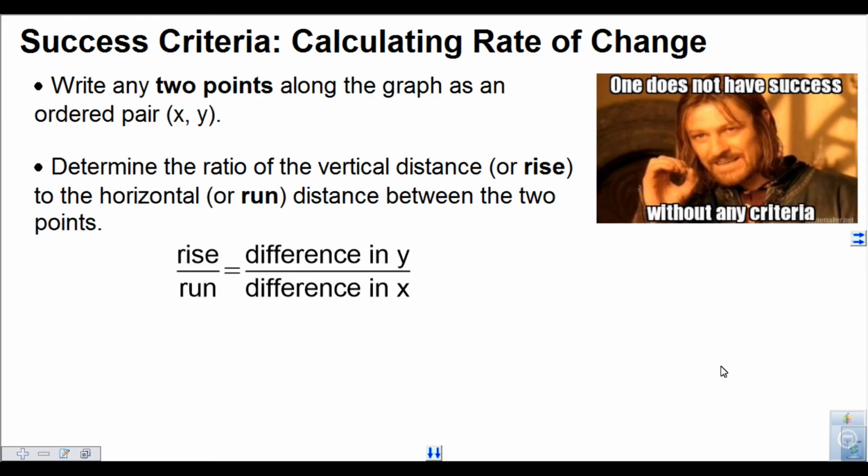So let's take a look at the success criteria for calculating rate of change. So remember, you're going to first pick any 2 points along the graph, and we're going to write them as an ordered pair, and then you're going to calculate the ratio of the vertical distance to the horizontal distance. So in other words, you're going to calculate rise over run. So remember that rise over run is the difference in the y values divided by the difference in the x values.